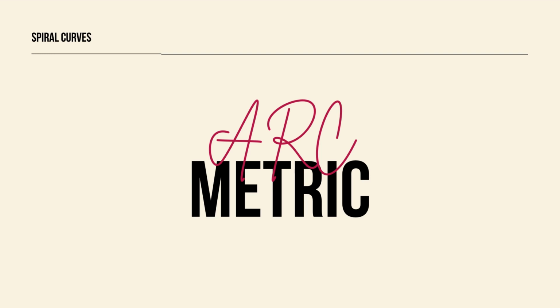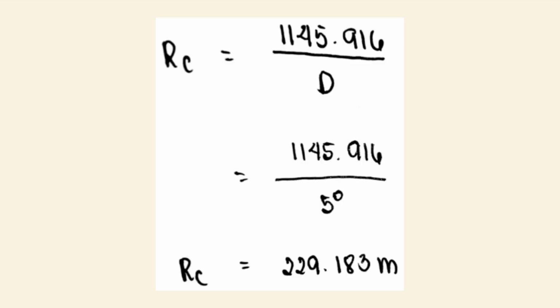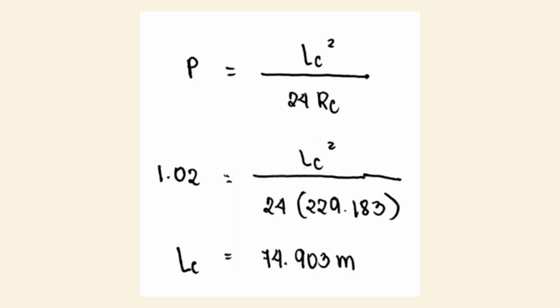So like before, let's solve it first using arc basis in the metric system. For A, we need to find the required length of the spiral curve. But we need the value of R in our formula, so let's solve that first. R in the arc metric is computed as 1145.916 over D. So we have 1145.916 over 5 degrees. Thus, the value of R is 229.183 meters.